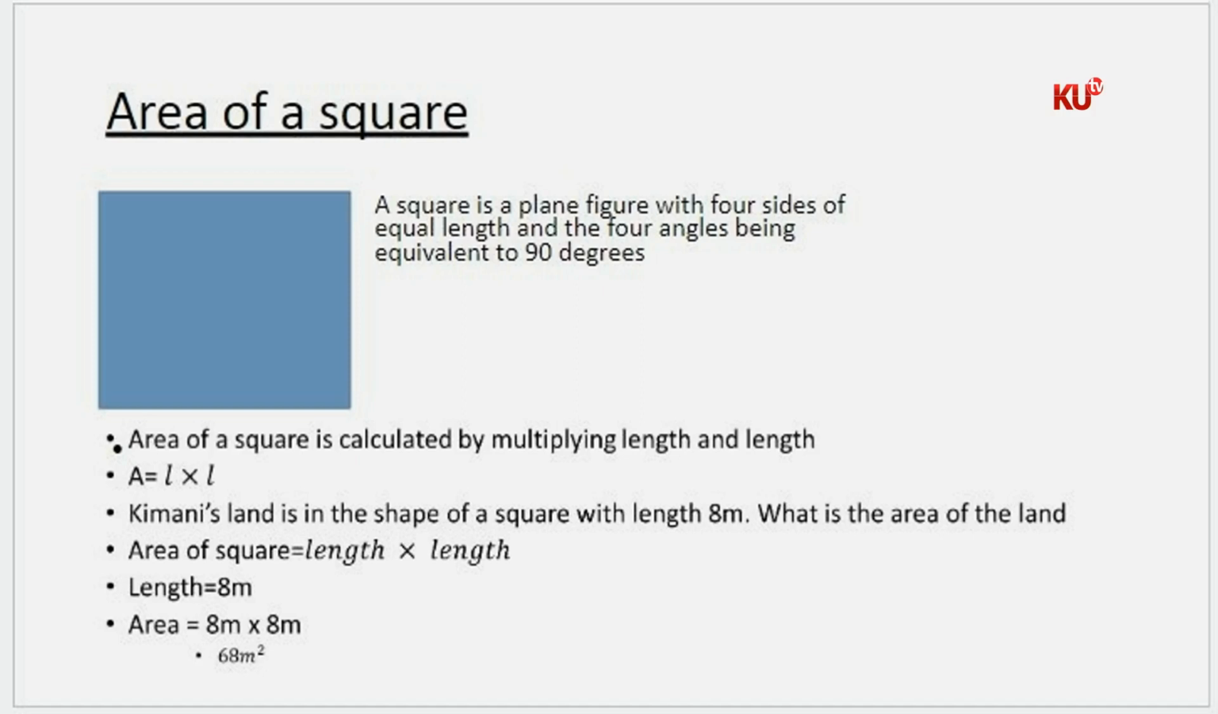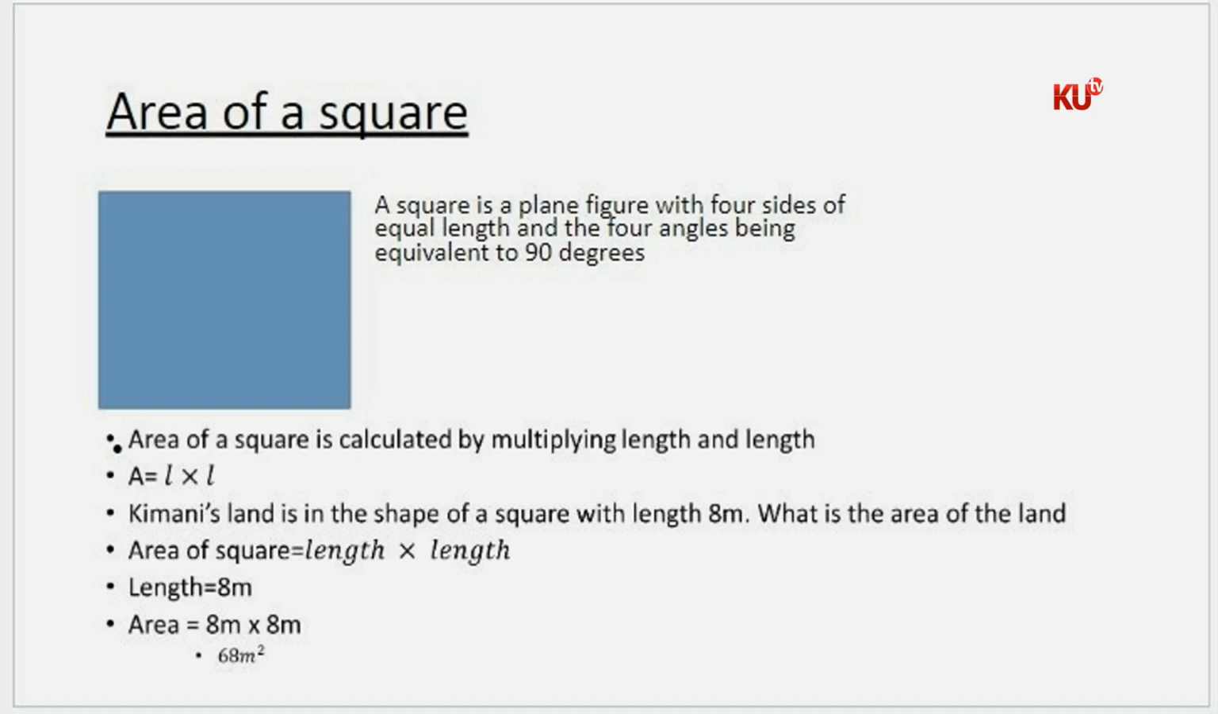Area of a square is length times length. As you can see on your screen, that is the square, and the question there is asking, Kimani's land is in the shape of a square with the length 8 meters. What is the area of the land?